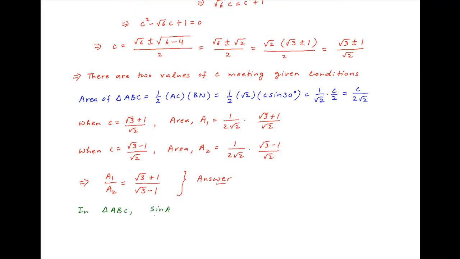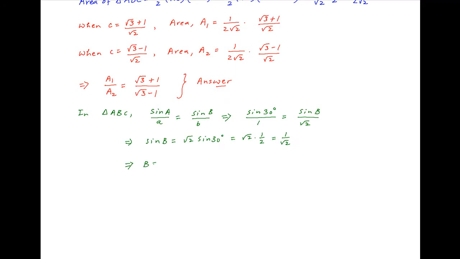Now, applying sine rule in triangle ABC, we have sine A upon A is equal to sine B upon B. Since angle A is equal to 30 degrees, side A is equal to 1 and side B is equal to root 2, we get sine 30 degrees upon 1 is equal to sine B upon root 2. Therefore, sine B is equal to root 2 times sine 30 degrees, which is equal to root 2 times half, which is equal to 1 upon root 2. Therefore, angle B is equal to 45 degrees.